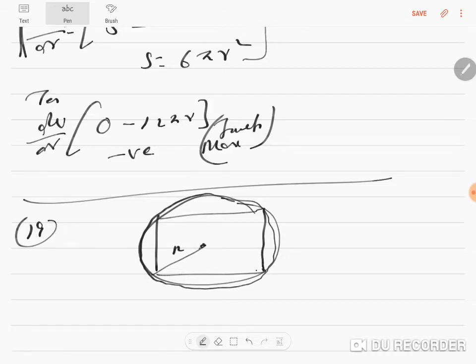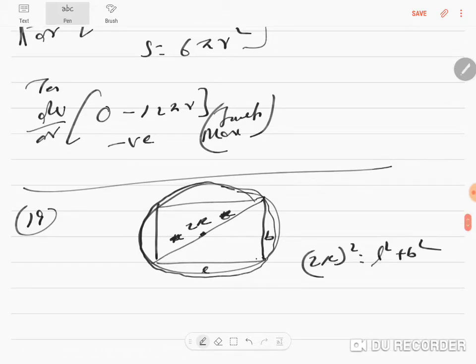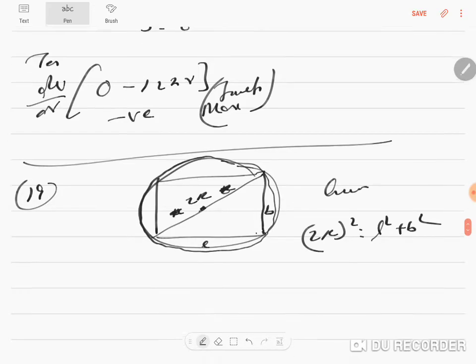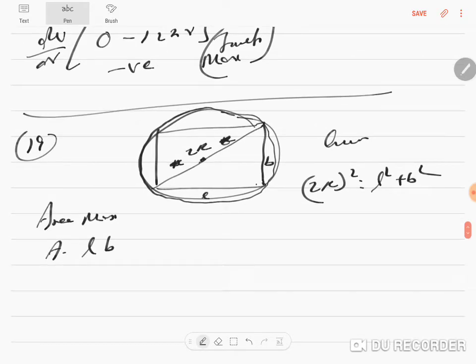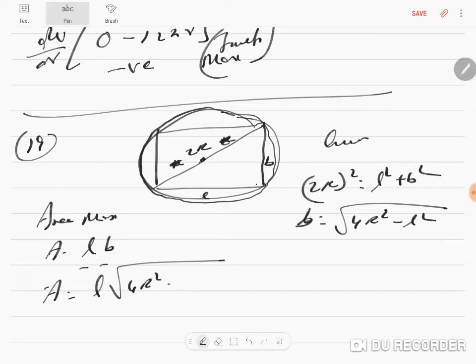You write this as r and this is r, and therefore the entire diagonal becomes 2r. This is length and this is breadth, and you know 2r the whole square is equal to L square plus B square. What has to be maximum? The area. What is the area of a rectangle? L into B. Then you have to find that it becomes a square. You can't have two variables, so you write B in terms of L, which is root of 4r square minus L square, and substituting here, L into B is L root of 4r square minus L square.